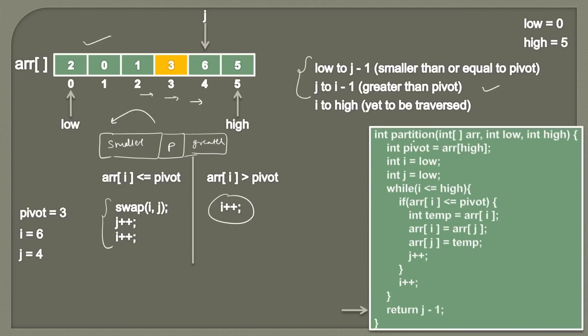So friends, this partition method does two things. First, it returns the index of the pivot, which is j minus 1, which is 3. And second, it takes in the original array and reorders it in such a way that all the elements smaller than pivot are on the left side and all the elements greater than pivot are on the other side. So when this method ends, we will return j minus 1, which is the index of this pivot from where this partition has happened.